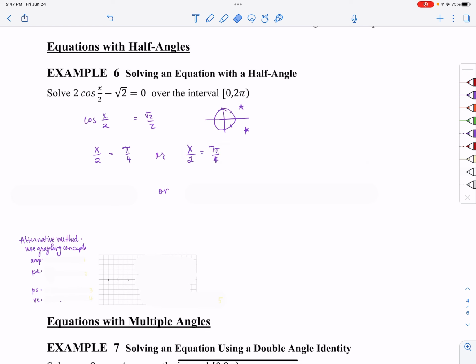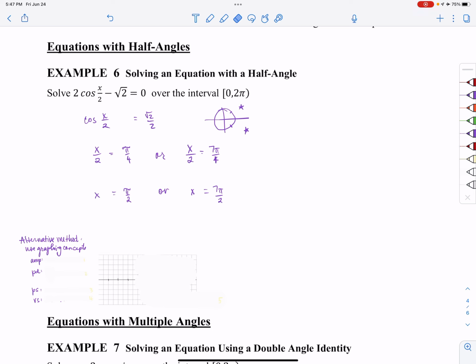And once I have it set up like this, all I have to do is multiply both sides by 2 so that I can isolate the x. So x is equal to 2 pi over 4, which is the same thing as pi over 2, or x is equal to 14 pi over 4, which is the same thing as 7 pi over 2.